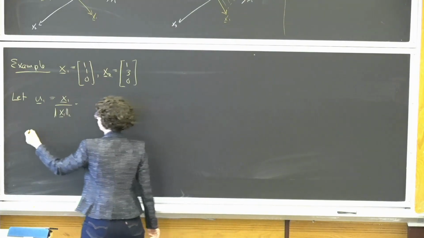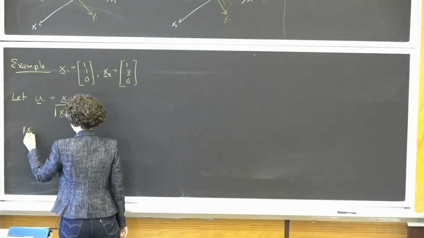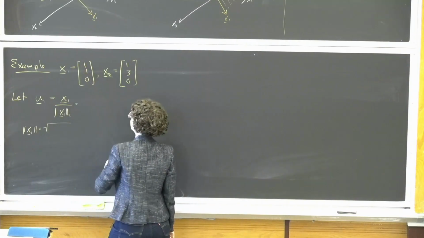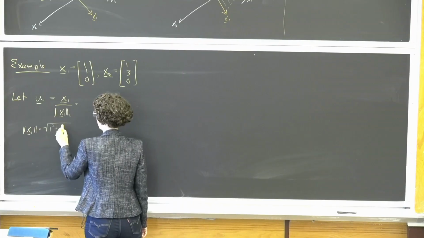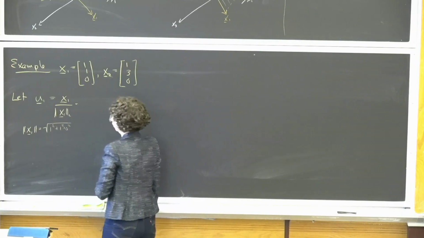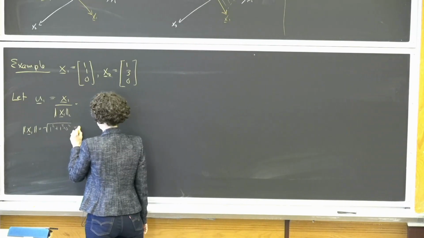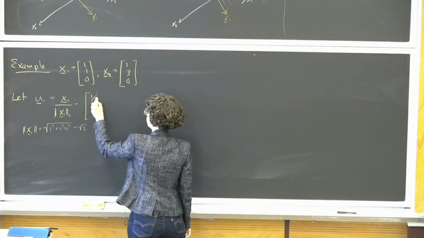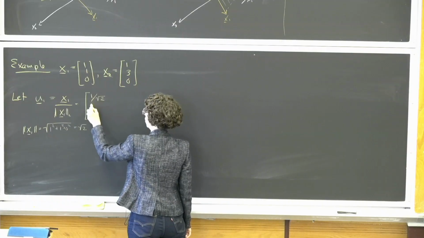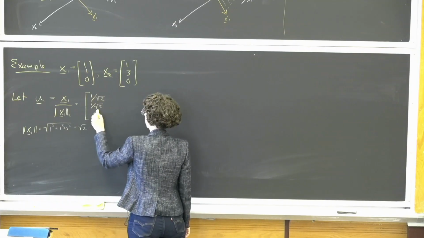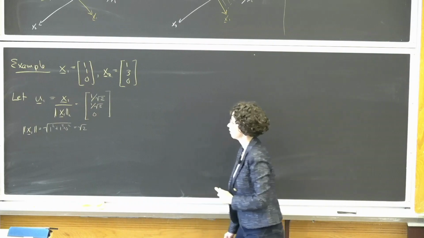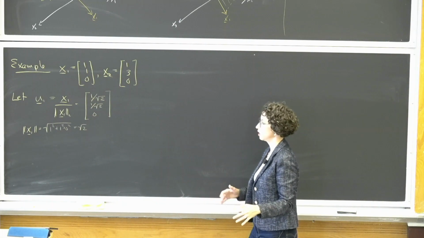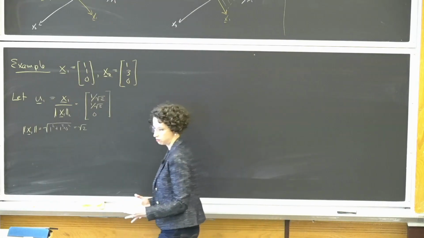So for this particular example, the norm of x1 is the square root of the squares of the entries, so 1 squared plus 1 squared plus 0 squared. So I've got just the square root of 2. And so my first basis vector is going to have entries 1 over the square root of 2, 1 over the square root of 2, and 0. All I did is I took that first sample and normalized it, and that gives me my first basis vector.